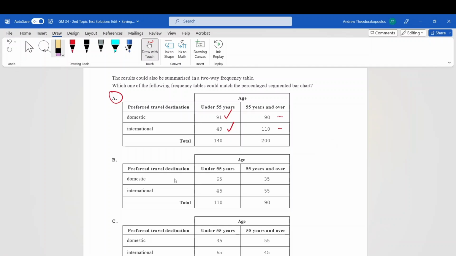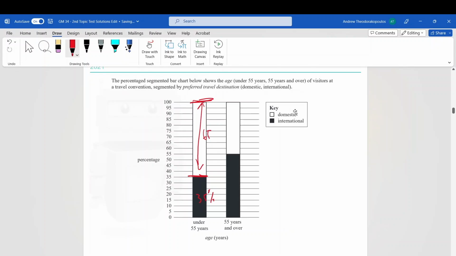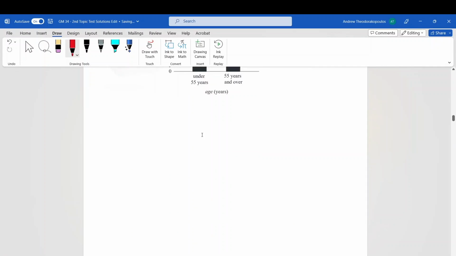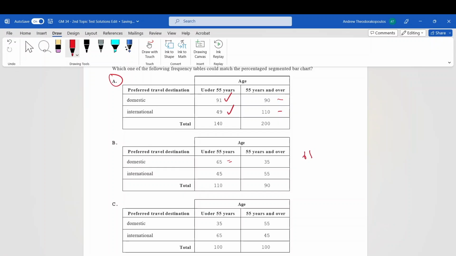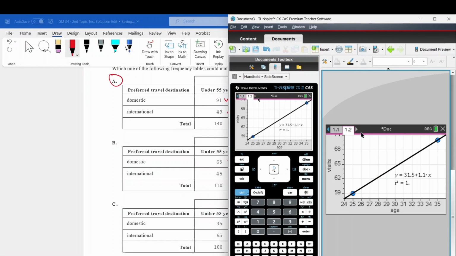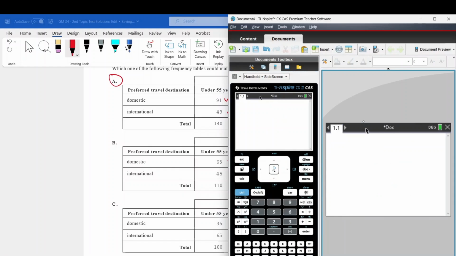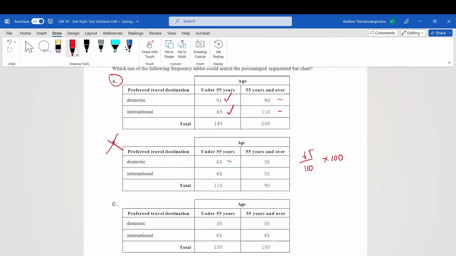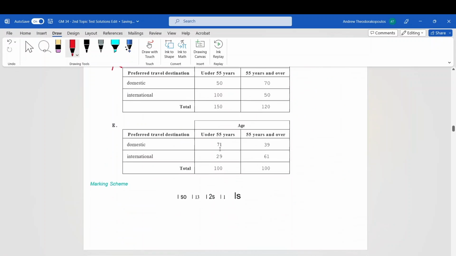Just for peace of mind, we're going to check this one here, to see if it's correct or incorrect. This percentage here, domestic under 55, should be 65%. So 65 over 110 times by 100. Let's just see what that is. 65 divided by 110 times by 100 equals 59. So immediately I know that B is incorrect. And that's what you would have done with the others to figure out that A is the correct answer.